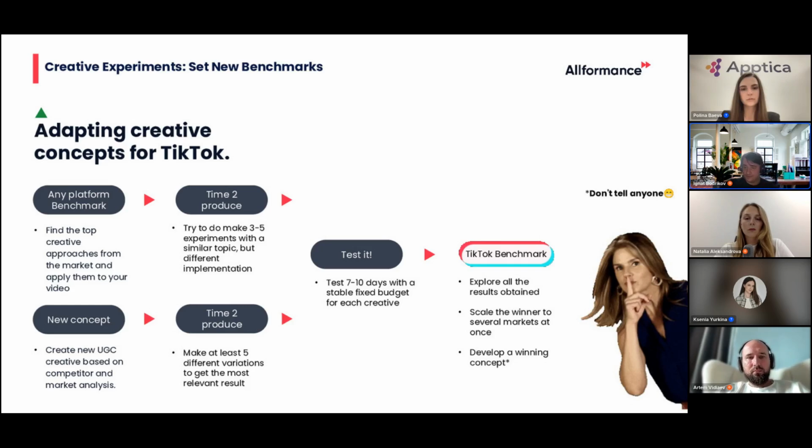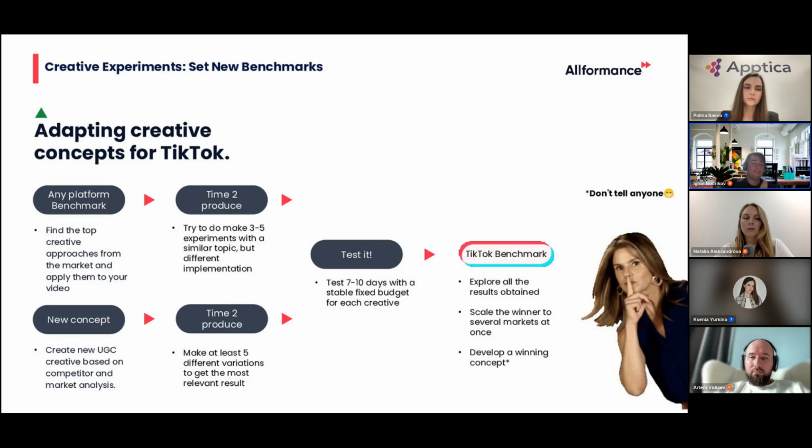Then time to produce. For any benchmark, try to make 3 or even 5 experiments with similar topics, but different implementation. That means that we need to take a benchmark and upgrade it, not remix it, not reshoot it, but upgrade it. And I will show you on the next slides how it works. And for the new concept, you need to make at least 5 different variations to get the most relevant result.